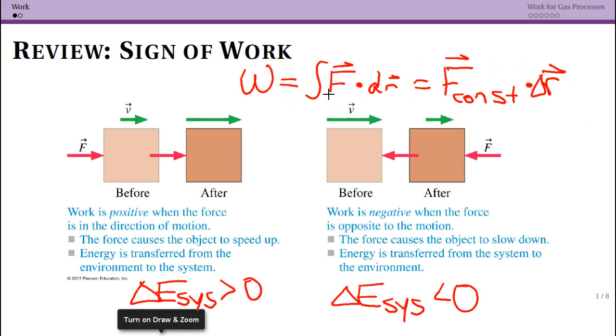So remember that that's where our sign convention comes from. There's no coordinate system that actually defines your sign convention here. For work, these signs are always true because it relates to the energy of your system. So please be careful about that.